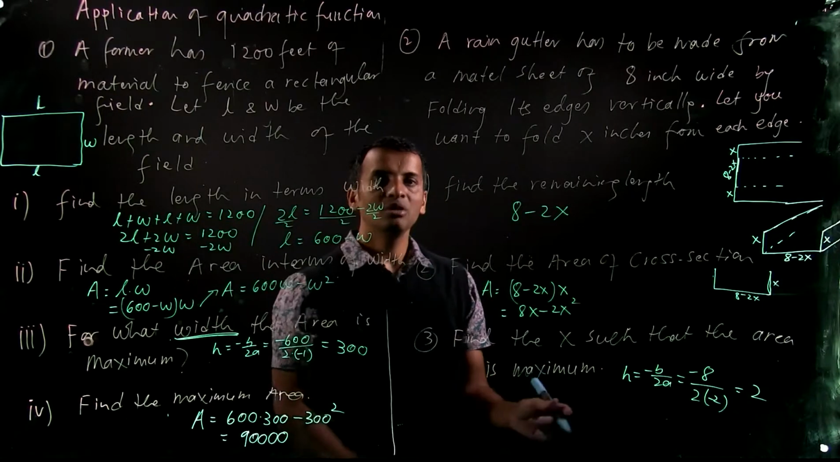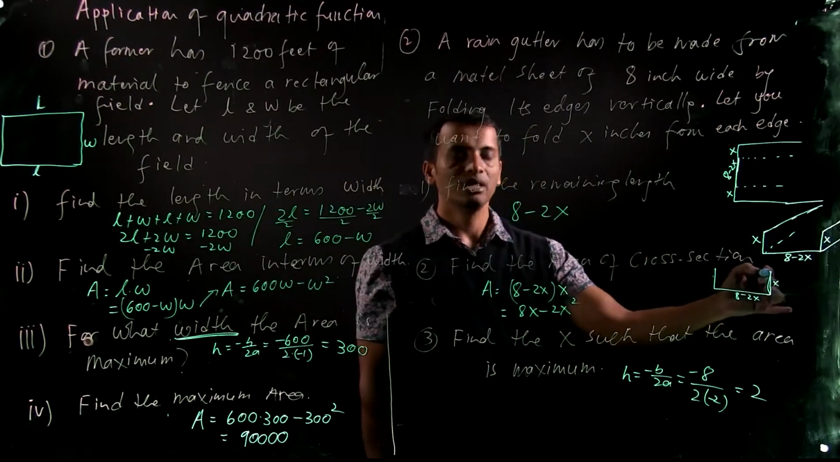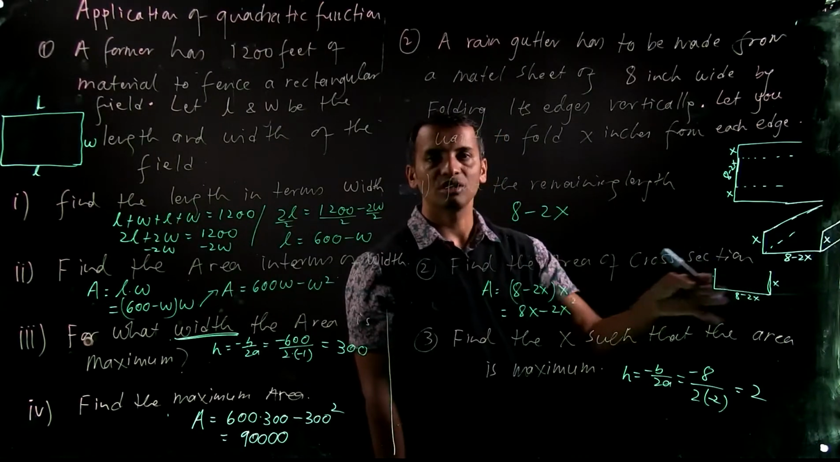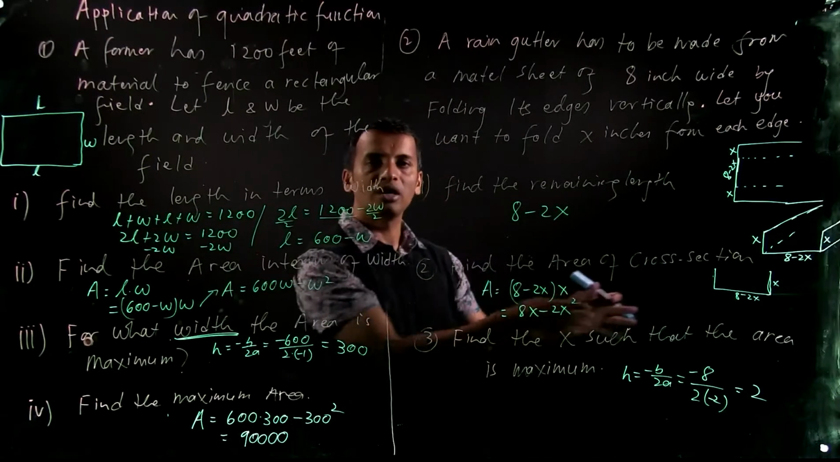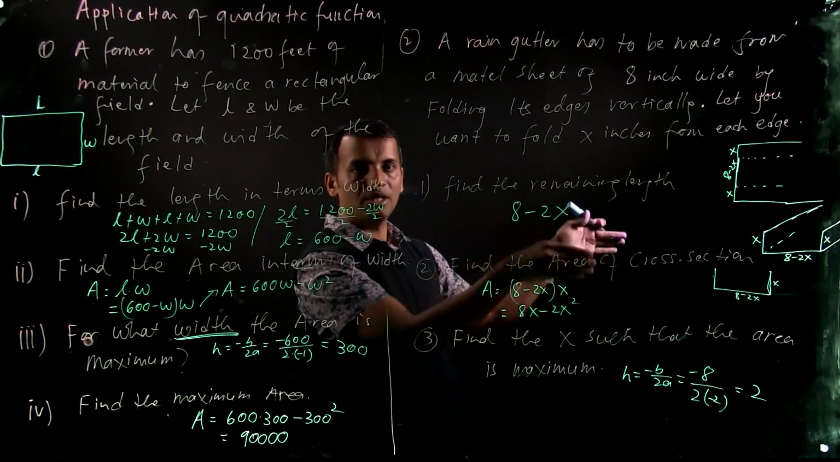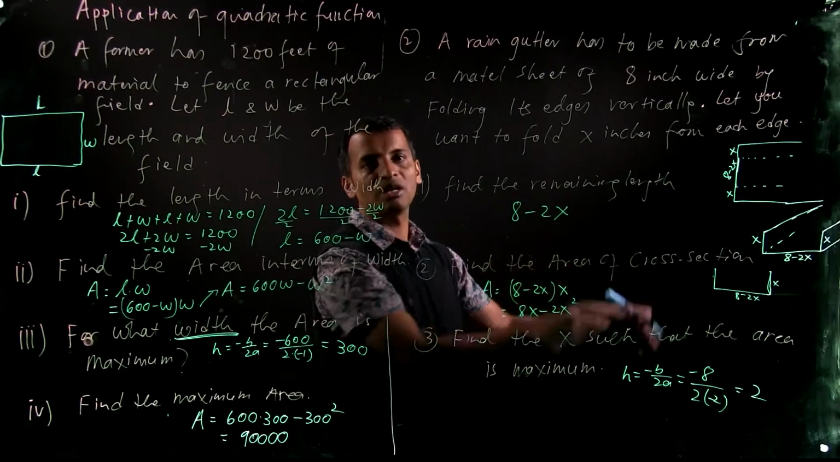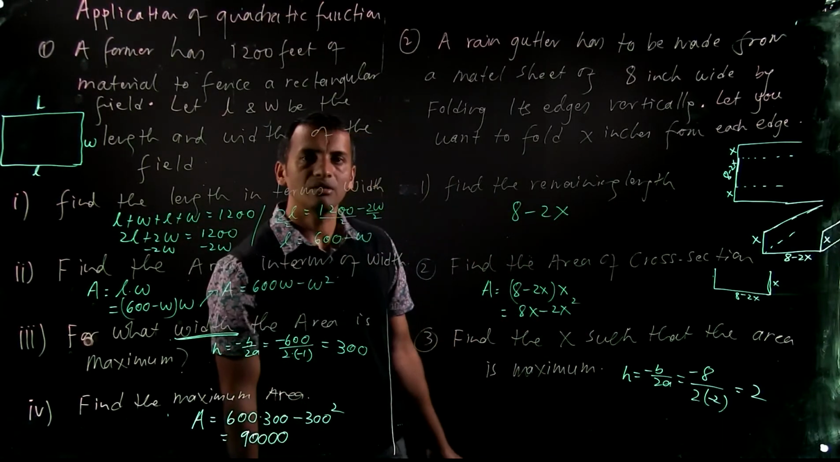So it looks like you want to fold at 2 inches. It should be folded in such a way that the area of this cross section is maximum, meaning you can flow the most water with this folding. If you fold 2 inches from each side, then the maximum amount of water can flow through. All right, thank you guys.